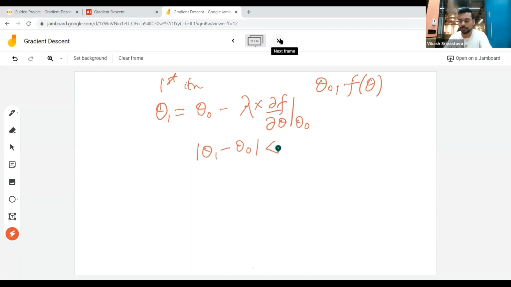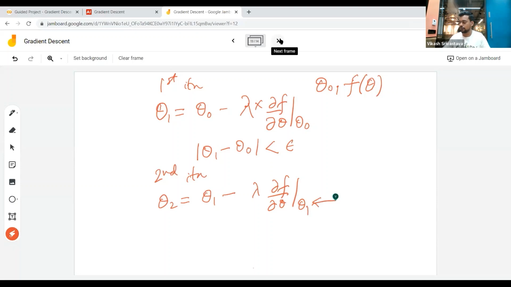If this doesn't happen, we'll move to the second iteration. Okay, so now in the second iteration, theta 2 will be equal to theta 1 minus lambda times df d theta evaluated at theta 1, because this theta 1 is the theta prev notation which we have been using, right? So here also we'll check theta 2 minus theta 1, if this is less than epsilon, and if this is not the case, we'll move on to the third iteration, right?